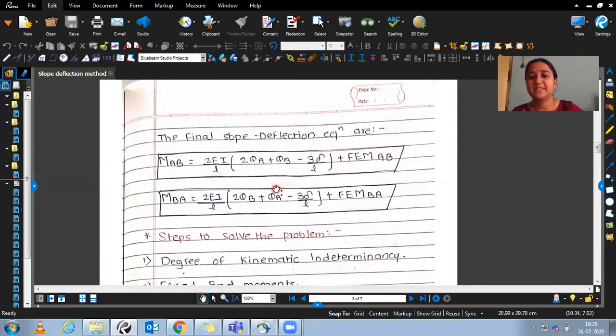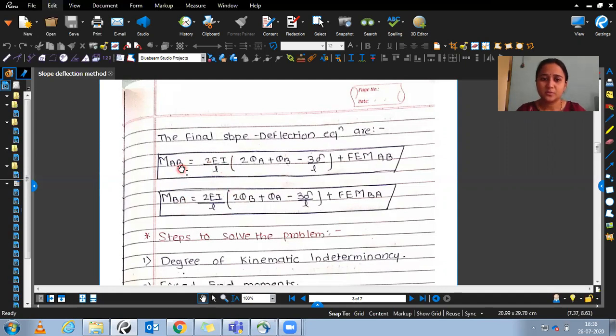Basically there is one simplification of this slope deflection equation. I will give you that equation or that simplification in detail in PDF form. I have solved that, but due to time I have taken directly here the movements MAB and MBA, and these are the final slope deflection equations.